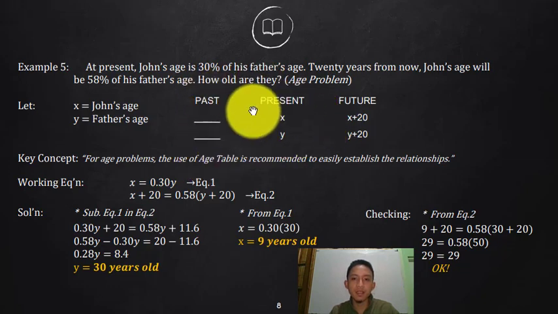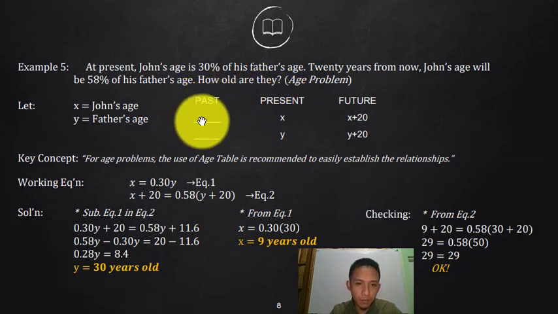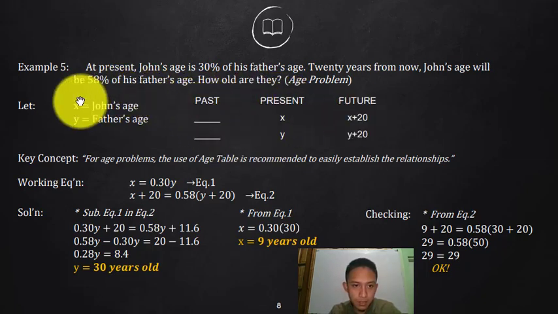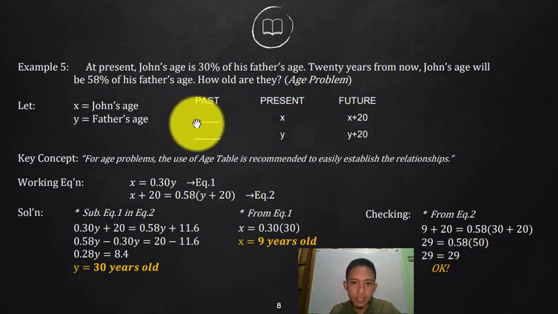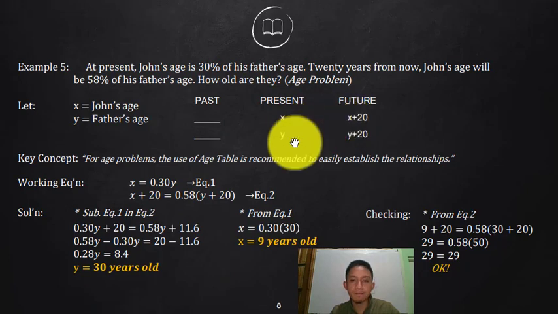This is the age table. By the way, I forgot to write there, but of course you already know, since x is John, this row is for John, that row is for father. You can write down John and father there so that you will not forget. Again, there is no such given relationship in the past, so let's just focus on the present. It says there, what is the age of John and father at the present? John is x, father is y.